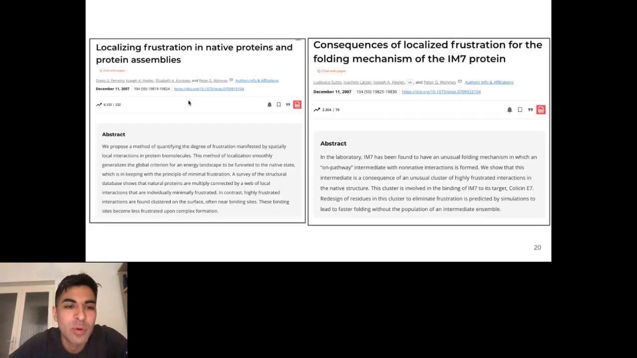So the first paper where the local frustration algorithm was presented was by my PhD supervisor, Diego Ferreiro, in 2007. When they presented this algorithm, they applied it for the first time on a protein called IM7. So we were preparing our manuscript, and we were like, why don't we analyze the first ever analyzed protein in the context of local frustration, and see what we can see when we add the evolutionary dimension to it.